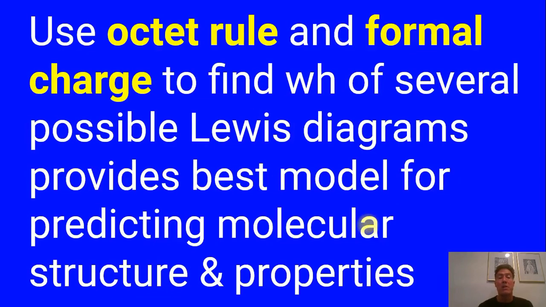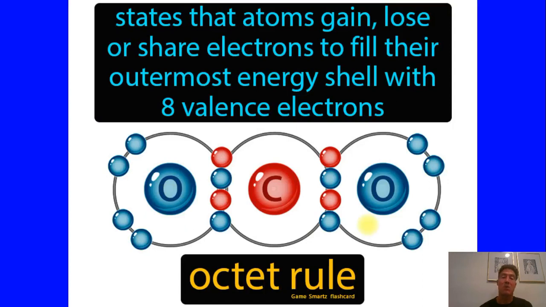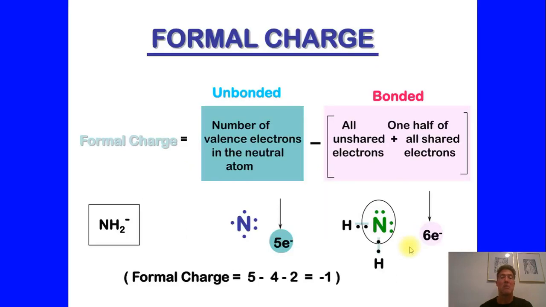So basically, we're always going to use the octet rule, and we're going to use formal charges to find out which of several possible Lewis diagrams provide the best model for predicting molecular structure and properties. Remember, the octet rule is that atoms gain or lose or share electrons to fill their outermost energy shell with 8 valence electrons. So here, oxygen and carbon form a double bond. They share 4, so that carbon gets credit for 8, oxygen gets credit for 8, everybody's happy.